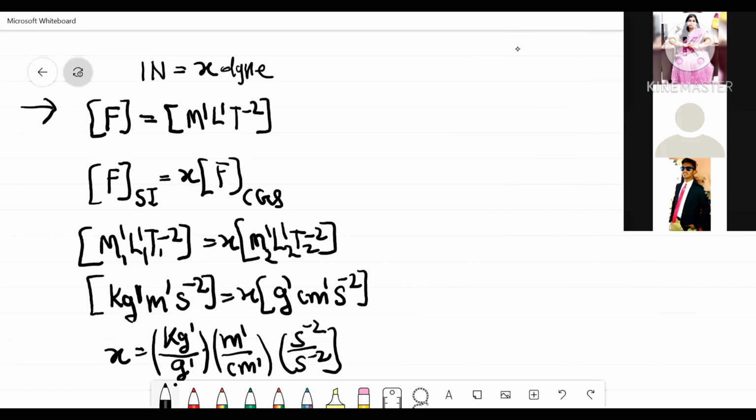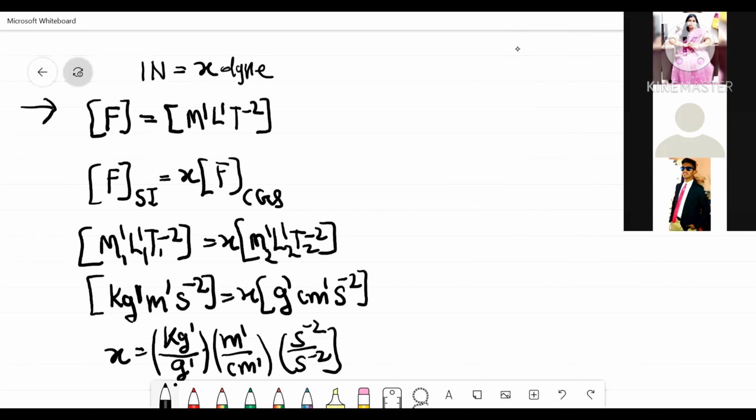After that, M1 represents the unit of the mass in SI system. L1 represents the unit of the length in SI system. T1 is the unit of the time in SI system. Same here, M2 means unit of the mass in CGS system. L2 means unit of the length in CGS system. After that, for M1 we'll write kilogram, L1 meter, and for the time we'll write seconds. Same here, M2 we'll write G, that is gram, L2 means centimeter, and the time as it is.